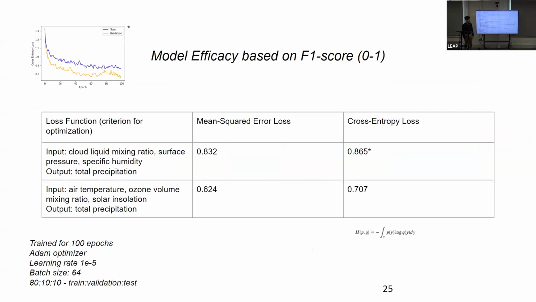Okay, so we trained 4 different models, evaluated on F1 score, which is the harmonic mean between precision and recall. For one model, the input is cloud liquid mixing ratio, surface pressure, and specific humidity, and the output is total precipitation. For the second model, the input is air temperature, ozone volume mixing ratio, and solar insolation, with the same output. We also used 2 different loss functions: one is mean squared error loss, and the other is cross entropy loss. Comparing all 4 models, the one that is the most accurate, with the best F1 score, is the one on the top right. And that's the one we use for evaluating interpretability because we want to be using a model that is ideally more accurate.